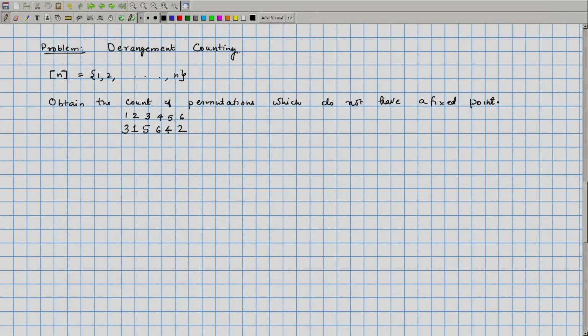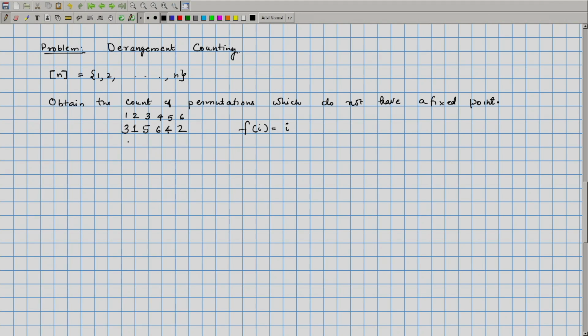So, this could be thought of as a function from n to n. Any permutation could be thought of as a function from n to n such that it is a bijective function. Now, in this bijective function there is no point such that f(i) is equal to i.